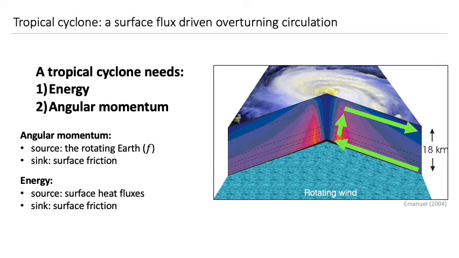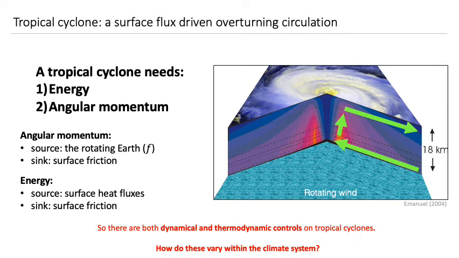Going back to our initial statements of what is essential for a tropical cyclone, it needs energy and angular momentum because it's a vortex. And so we went through this distinction between angular momentum and energy, which you can think of as the dynamical and thermodynamic components for tropical cyclones, and it really depends on both. So how do these vary within the climate system of our Earth-like planet?